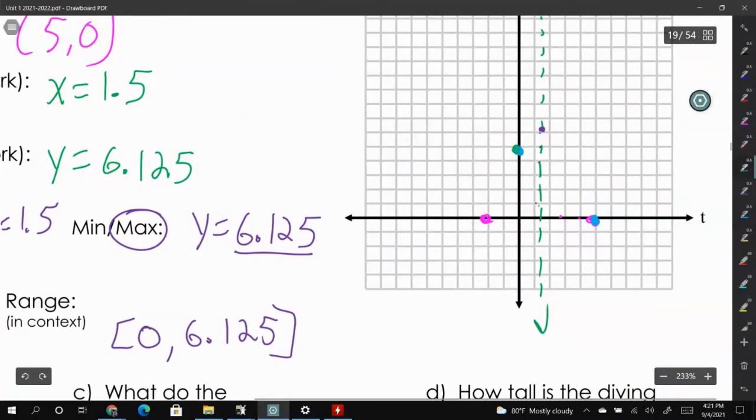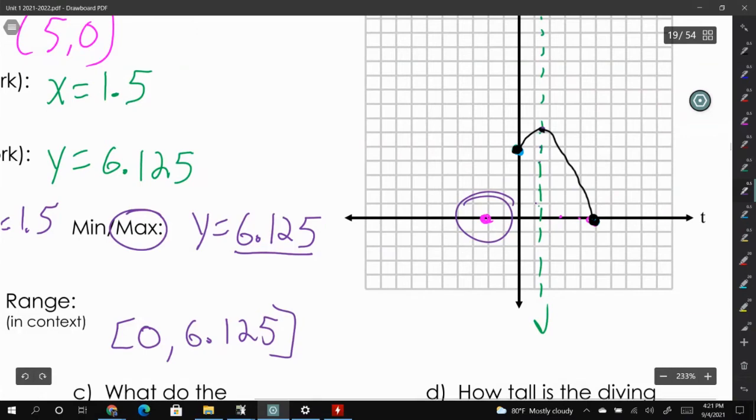So what happens, and I'm going to plot this here to show you what happens in the problem. We start here on the diving board, and it's 5 yards above the pool, or above the water. We jump up, we hit our vertex, and then we come down, and right here we hit the water.